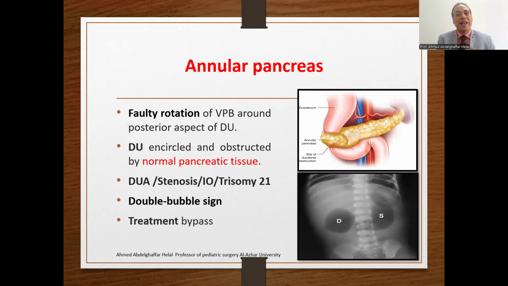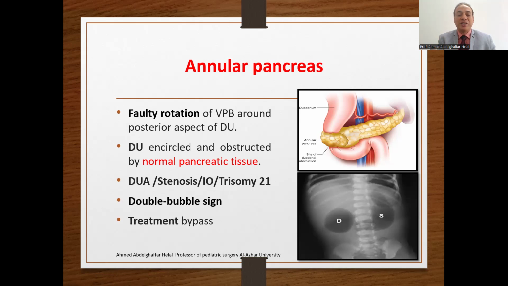It is a congenital anomaly related to the rotation of the ventral pancreatic duct. Instead of rotating behind the duodenum, the ventral pancreatic bud will rotate in front of the duodenum, encircling the duodenum, obstructing the duodenum, and causing intrinsic intestinal obstruction to the duodenum, common with duodenal atresia and stenosis and trisomy 21.